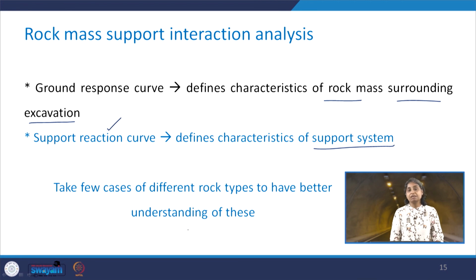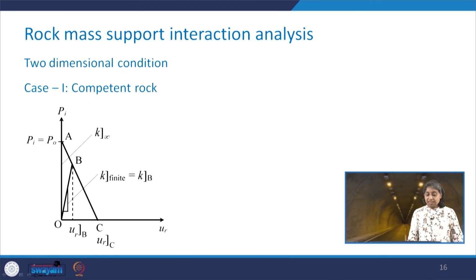Now, to understand these in a better manner, let us take a few cases of different rock types. First let us discuss a two-dimensional situation which will not be there in the field, but I am discussing it just to make sure that you first understand the concept of rock mass tunnel support interaction properly, and then we will go to the actual three-dimensional case. So, we take the two-dimensional condition for all the cases that I am going to discuss. We take the first case of the competent rock. First of all, let us understand some of the terminology. Here we are going to define Pi as the radial support pressure.